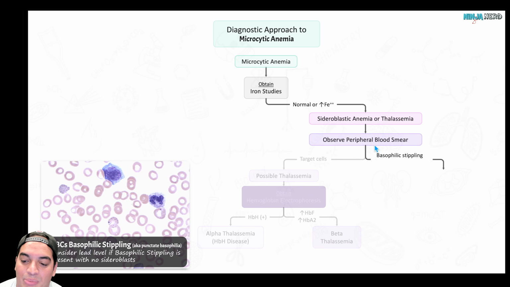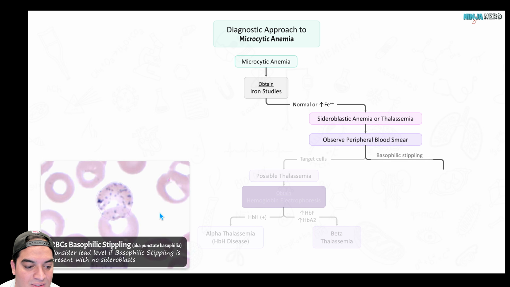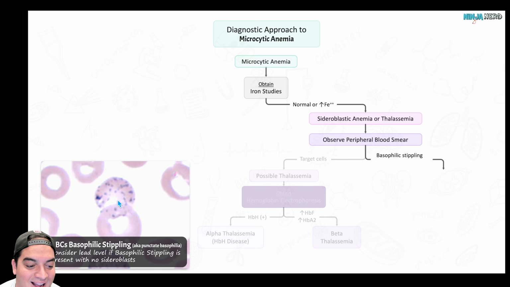Now, if I get the peripheral blood smear and I see this basophilic stippling, so let's say that I zoom in here, you see these guys here, if I zoom in on them, I'll be able to see all those little dots. That's really, really high yield, right? So basophilic stippling is very, very highly associated with sideroblastic anemia, right?